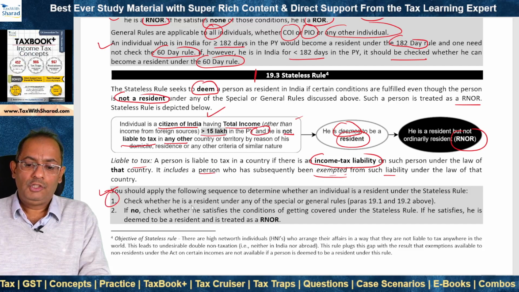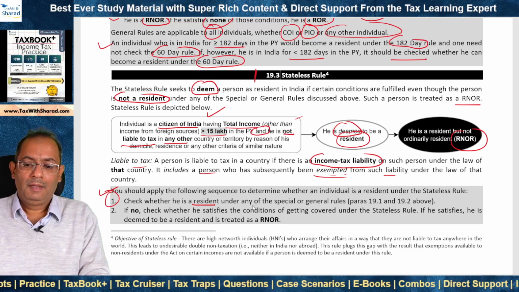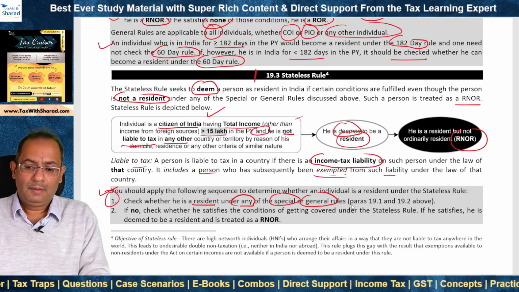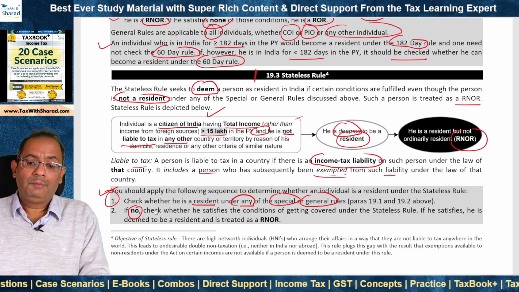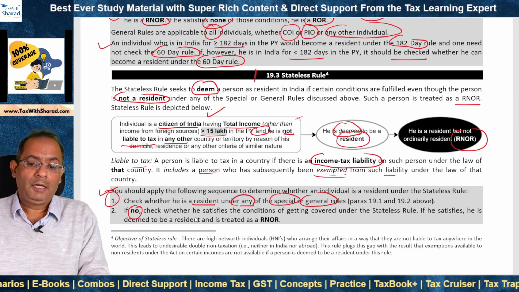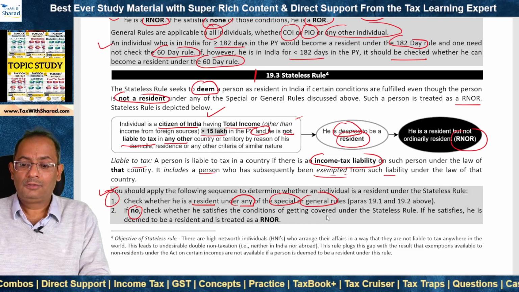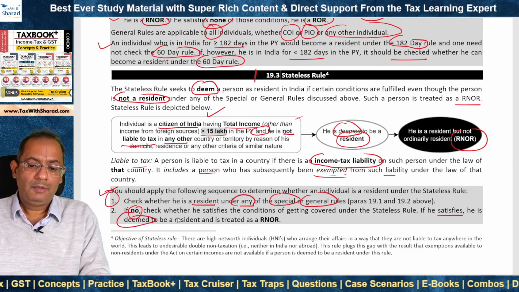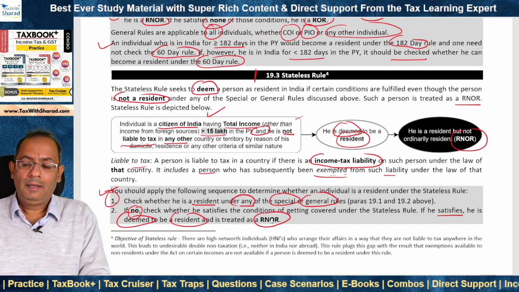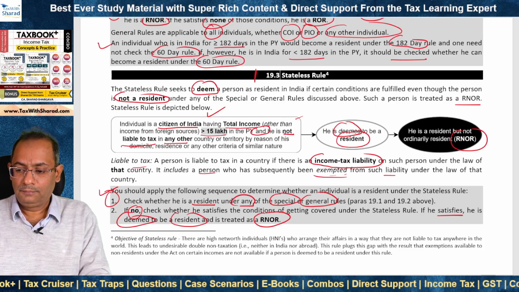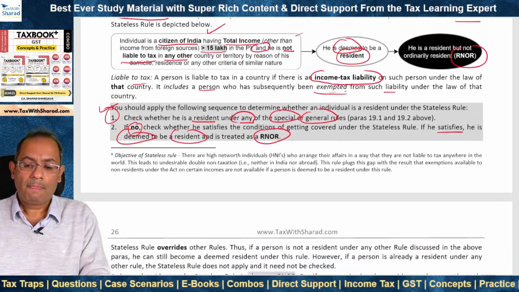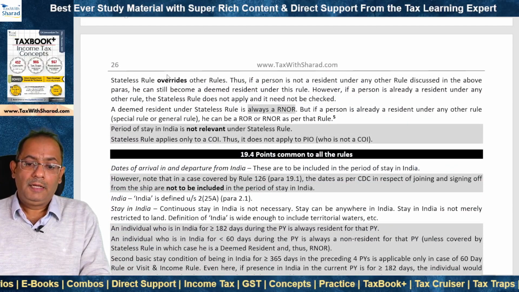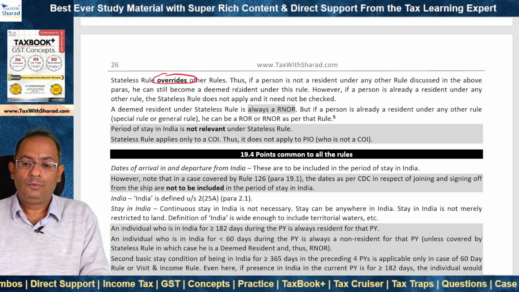Number one, check whether the person is a resident under any of the special or general rules, right? If no, if the person is not a resident, then we need to come to the stateless rule and check whether he satisfies the conditions of getting covered under the stateless rule. If he satisfies, he is deemed to be a resident and is treated as a RNOR. Stateless rule basically overrides other rules.